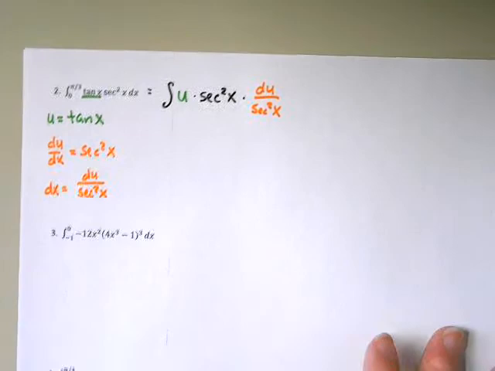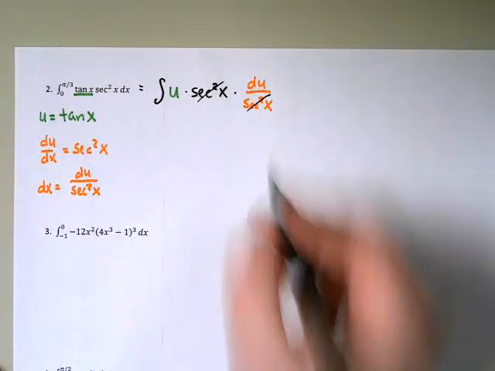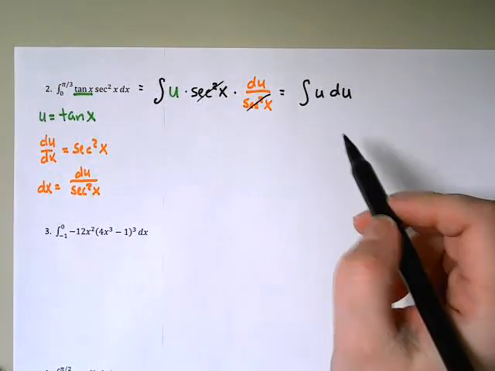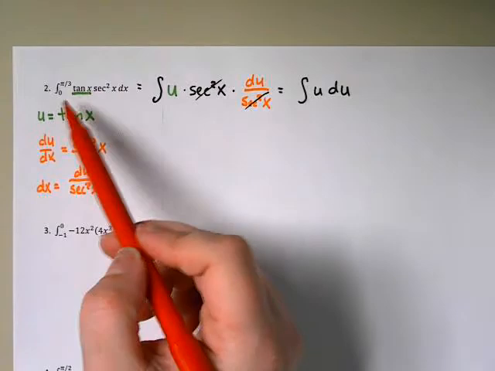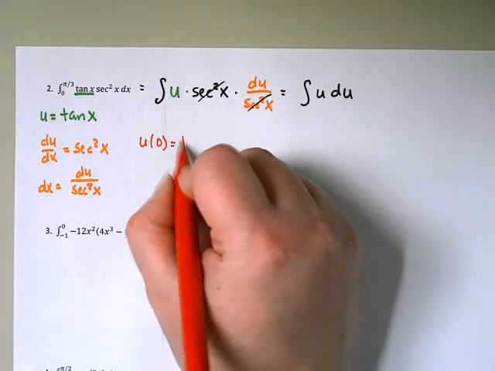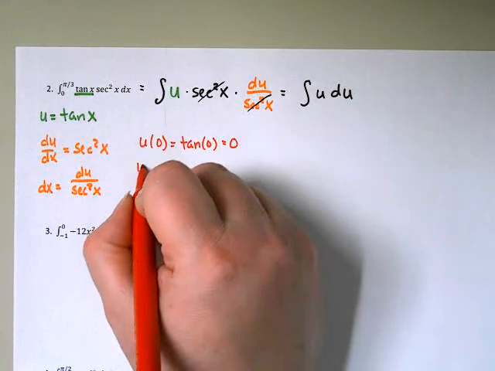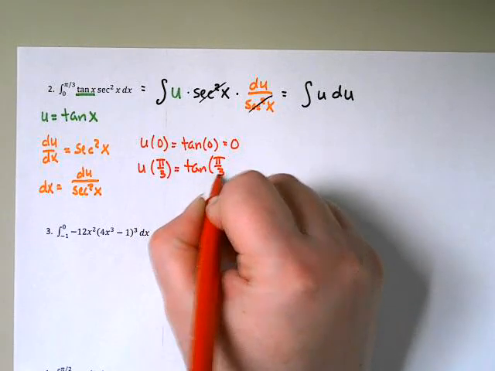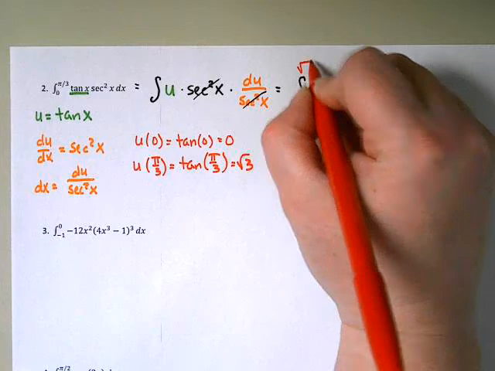And I messed up with my colors, but that's okay. Now go ahead and take a look and see what cancels. So secant squared of x cancels with secant squared of x, and we're left with the integral of u du, which is again something really nice that we're going to be able to take the antiderivative of. Now we just need to look at those bounds. So I want to change it from 0 and pi over 3. So I'm going to do u of 0, which means the tangent of 0. And we know that the tangent of 0 is 0 still. And then we want u of pi over 3. So the tangent of pi over 3, which is the square root of 3. So I'm going to evaluate this integral from 0 to the square root of 3.